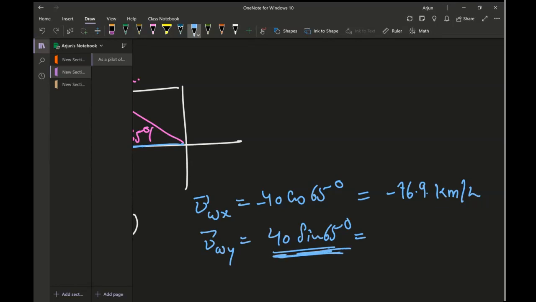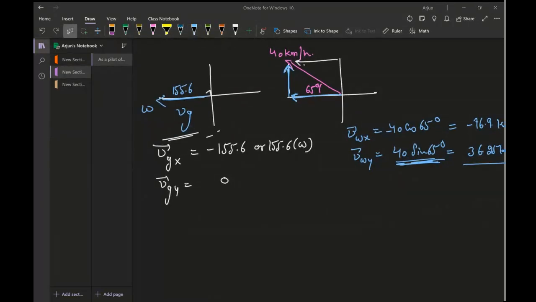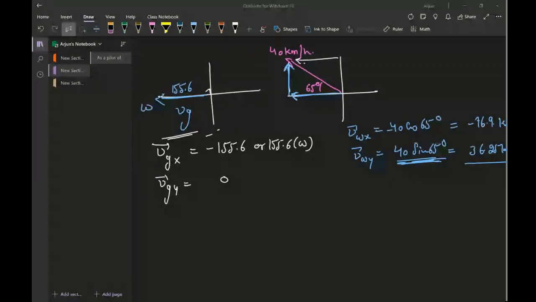So this value is 36.25 kilometers per hour. I got both the numbers from here. Now I will find the resultant value. So before I find the resultant, I have to find the VA plus VG is equal to, not VA plus, VA plus VW is equal to VG.